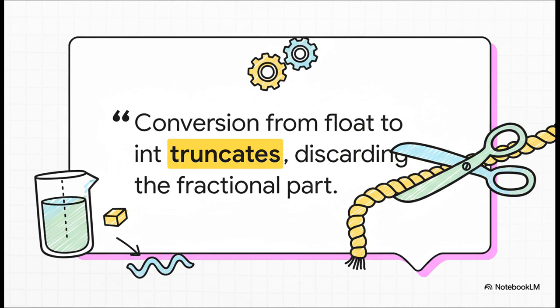Now listen up, because this is a classic gotcha. The official Python documentation says that when you convert a float to an int, it truncates. That's a fancy word that means it just chops off the decimal part. It does not round. So if you do int 3.9, you don't get 4, you get 3. The 0.9 is just thrown away. Remember that. It'll save you from some very confusing bugs later on.